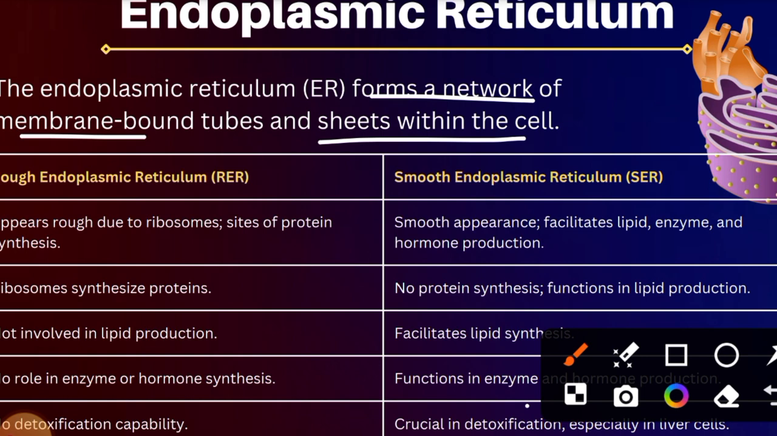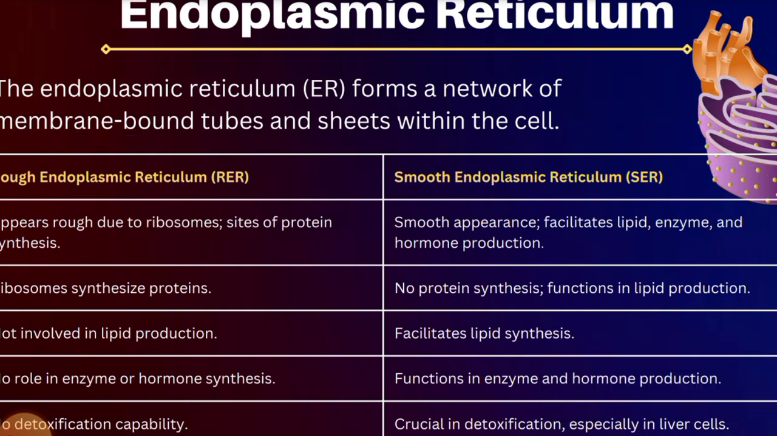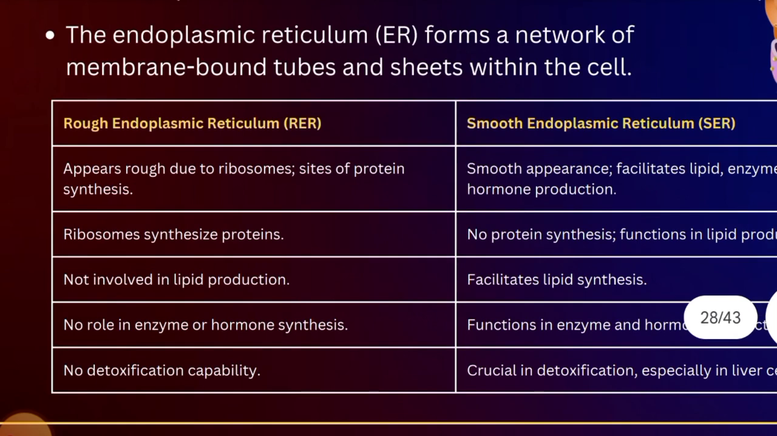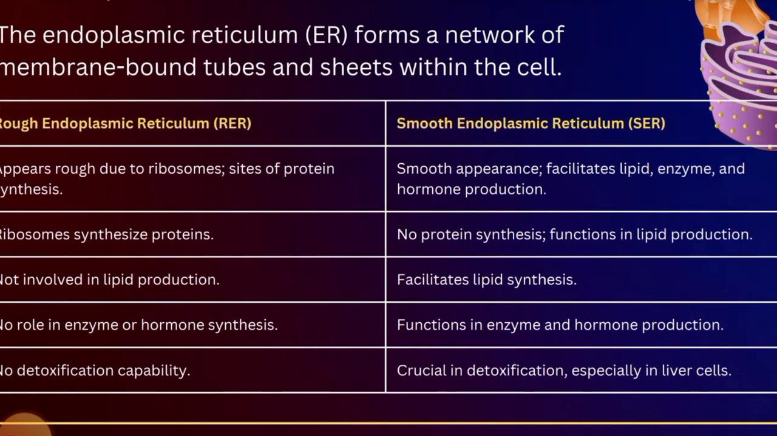Here you can see these are some sheets which are tangled, and it has sac like structures where we can store something. So this is the endoplasmic reticulum and nothing else. Now there are two types of endoplasmic reticulum: rough endoplasmic reticulum and smooth endoplasmic reticulum.